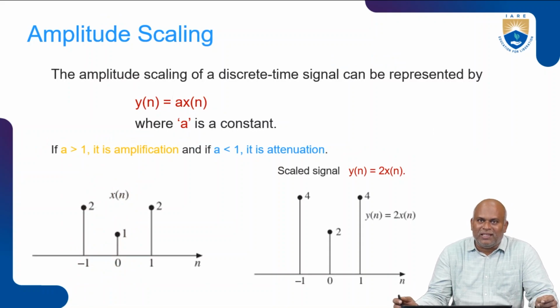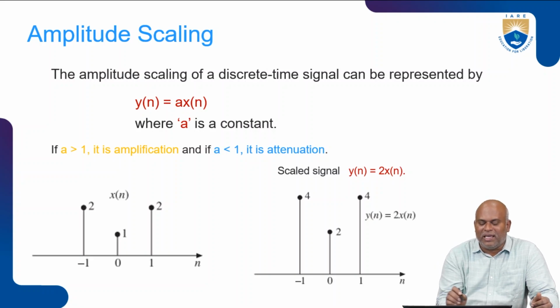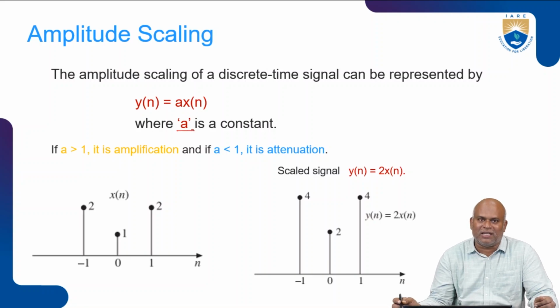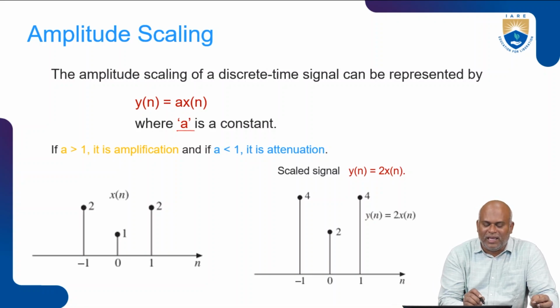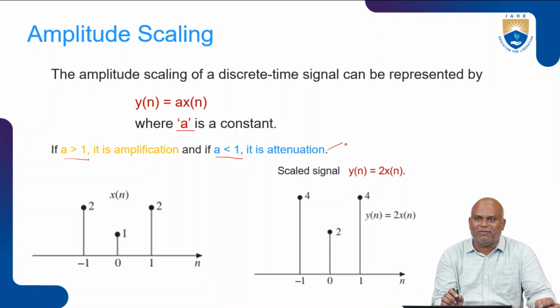Amplitude scaling of a discrete time signal can be represented as y of n equal to a x of n. A is represented as a constant. If a is greater than 1, amplitudes are increased. If a is less than 1, amplitudes decrease. That's why we call it attenuation when a is less than 1.